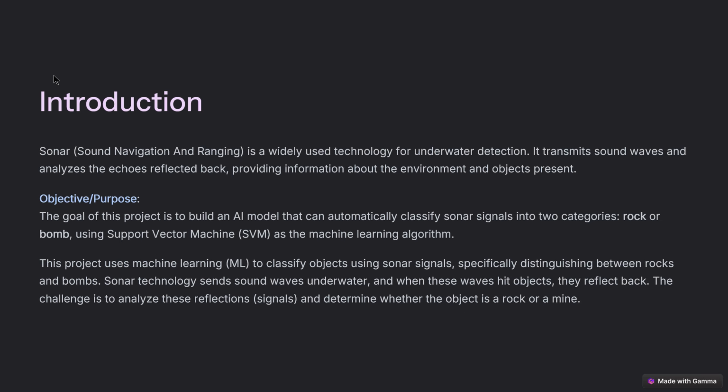Introduction. Let's start with sonar. Sonar stands for sound navigation and ranging. It sends sound waves underwater, and when these sound waves hit an object, they bounce back as echoes. By studying these echoes, we can figure out what is underwater, like whether the object is a rock or something dangerous like a bomb. The goal of this project is to create an AI model that automatically classifies sonar signals into two categories, rocks or bombs. I use a machine learning algorithm called support vector machine to do this.